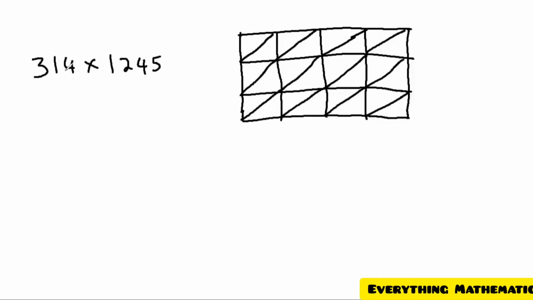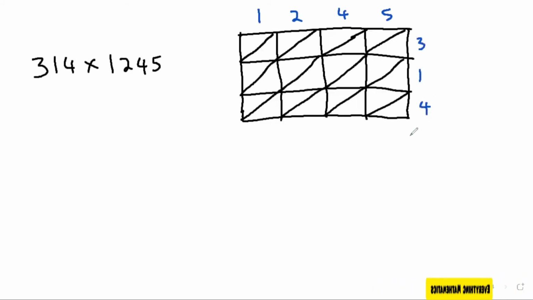And now I put in my digits. So the 4-digit number, of course, will go up here. So 1, 2, 4, 5. And my 3-digit number will go where the 3 rows are. So that will be 3, 1, and 4. My setup is now finished. And now I do my multiplication. So let's multiply. And this is really easy. It's like single digits, operating with single digits.